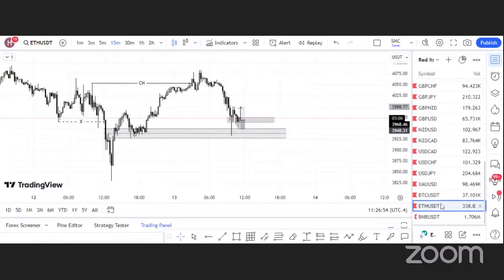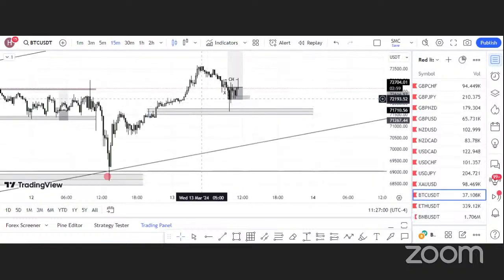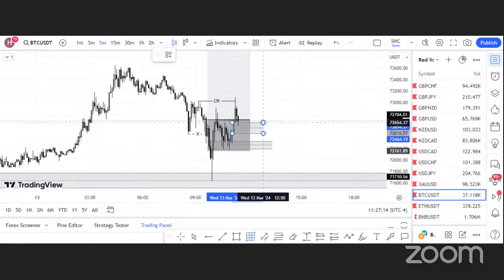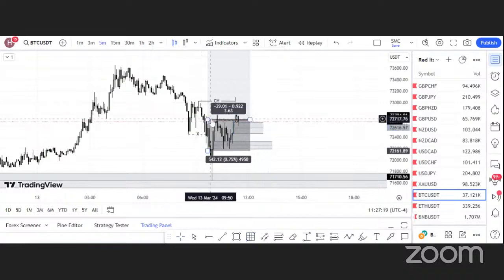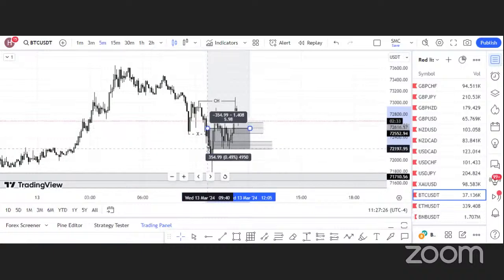You see, I told you whatever BTC USDT is doing, Ethereum would also, most times, be doing the same. And that is exactly what is happening here right now. So for BTC USDT, this is our next point of interest. My entry will be from here. My stop loss is here.